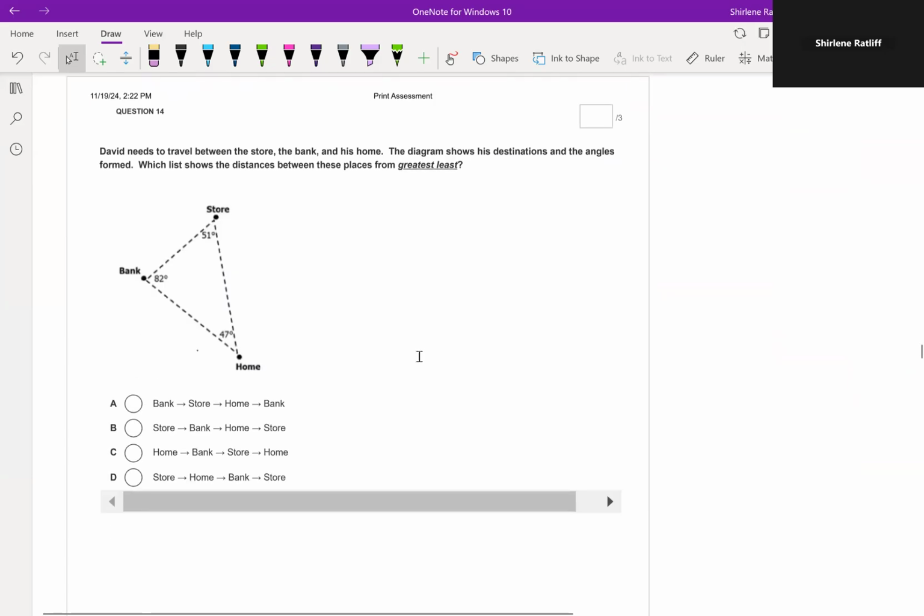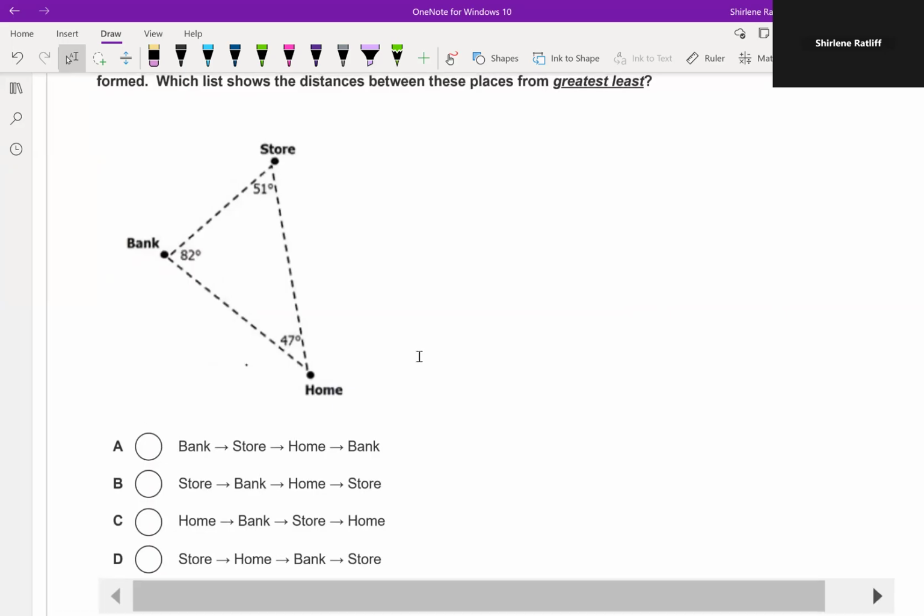All right, number 14. David needs to travel between the store, the bank, and his home. The diagram shows his destinations and the angles formed. Which list shows the distances from these places from greatest to least? So greatest means the biggest one first. I'm going to enlarge this a little. The biggest of all the angle measures would be the 82.